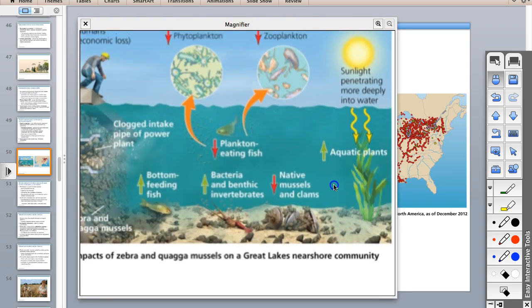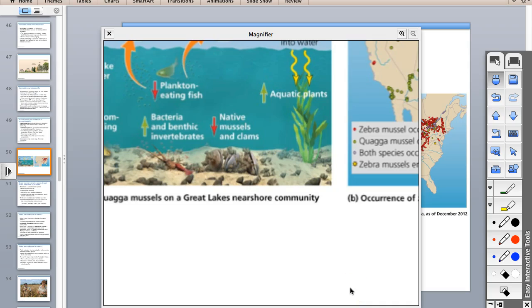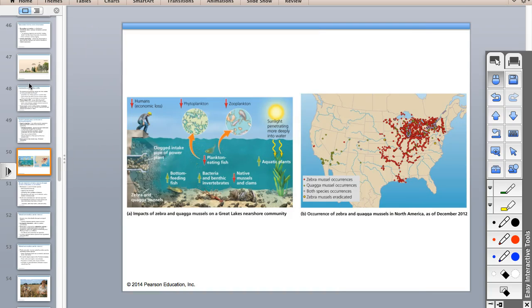Native mussels and clams, their populations are going to decline. Aquatic plants, though, are going to be doing good because the water is going to be clear, because these things are filter feeding out the plankton that can discolor the water. So pretty interesting, that interplay there.